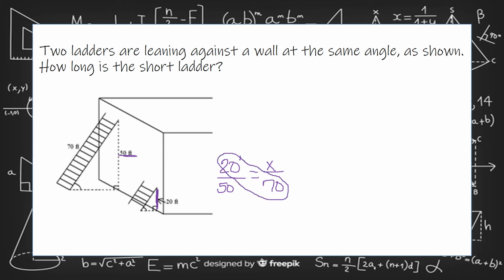70 times 20 is 1,400. And 50 times X is 50X. To get rid of the 50 multiplied by X, we're going to divide it on both sides. And 1,400 divided by 50 does tell me that this is 28 feet tall. So that ladder is 28 feet.